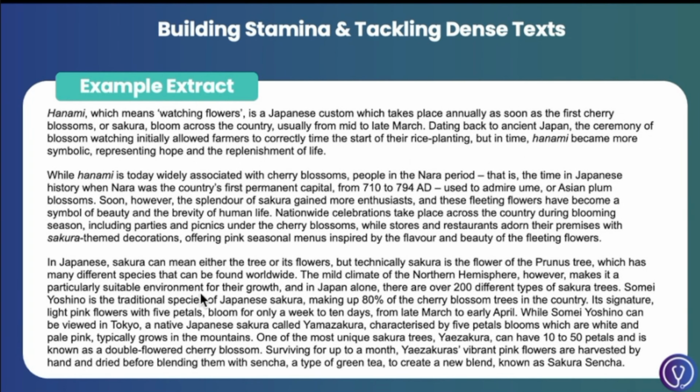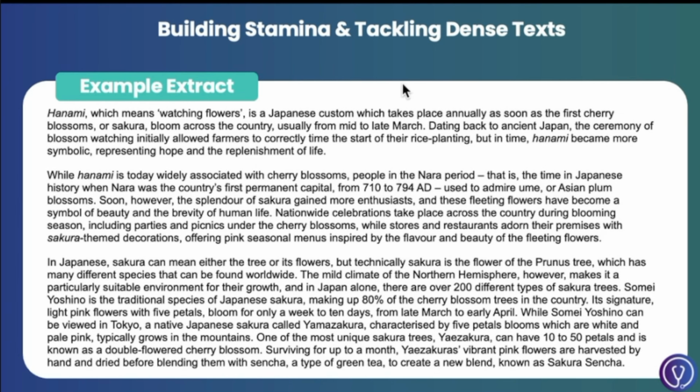And then if we look at the last paragraph quickly, Sakura can mean either tree or its flowers. Technically, it's a flower of Prunus tree. Many different species, mild climate of the northern hemisphere, particularly suitable environment for their growth, 200 different types. 80% of the cherry blossom trees in the country was Some Yoshino, signature light pink flowers. Late March to early April, native Japanese sakura called Yamasakura, characterized by 5 petals.